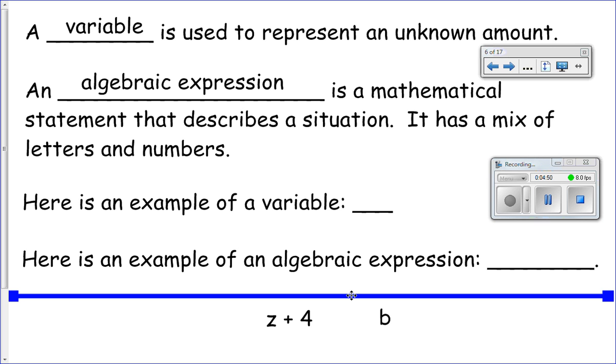Here's an example of a variable. Well, up here we said it's used to represent an unknown amount. We've talked about how you use letters to represent unknown amounts. So the letter B is an example of a variable. And of course, an example of an algebraic expression, one that uses letters and numbers, z plus 4. Okay, so we're going to review this at the start of tomorrow's class. So take a moment to study this over.